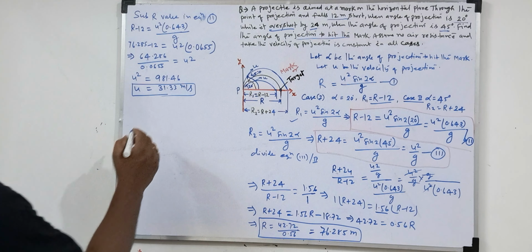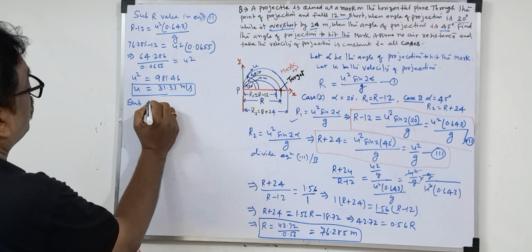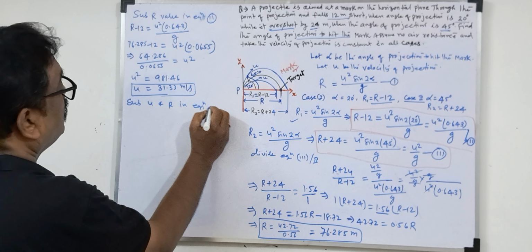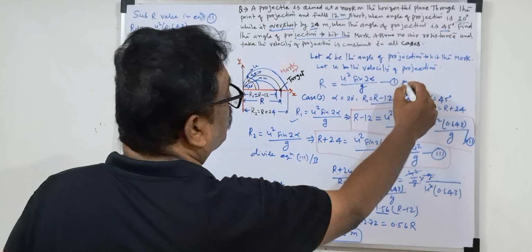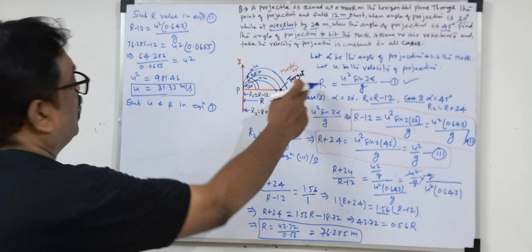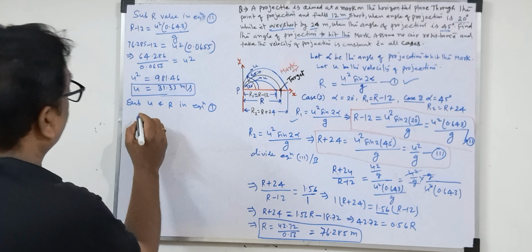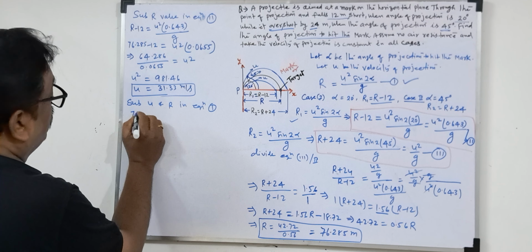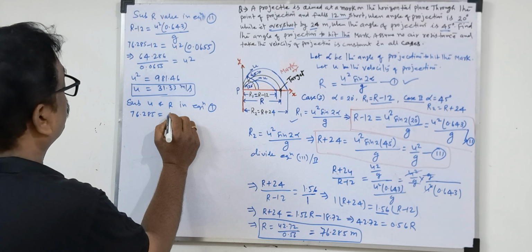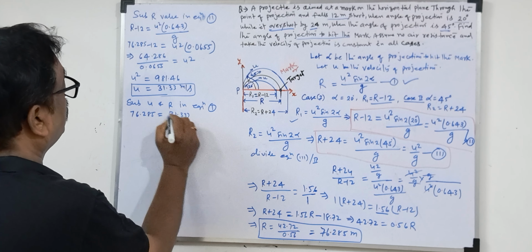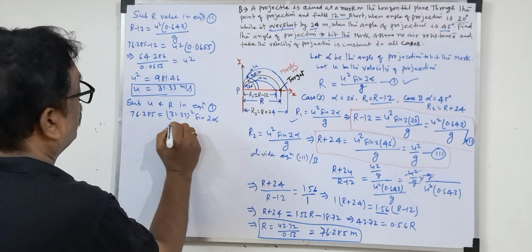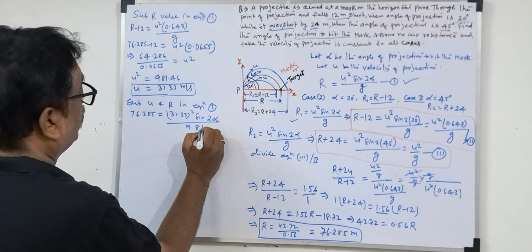Now what will we do? Substitute u and R in equation 1. So we'll get the angle of projection. What is R? R means 76.285 equal to u square, means 31.33 whole square, sine 2 alpha divided by 9.81.